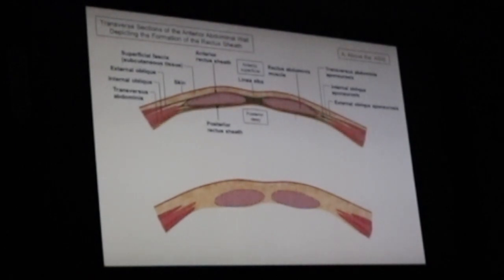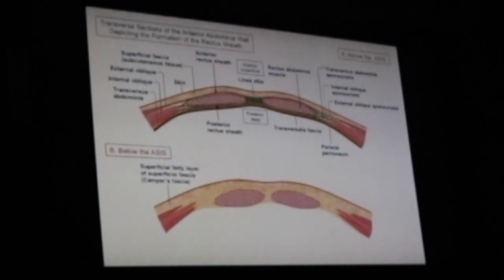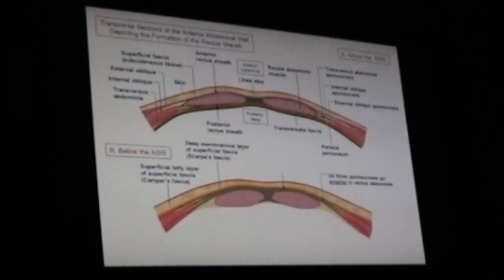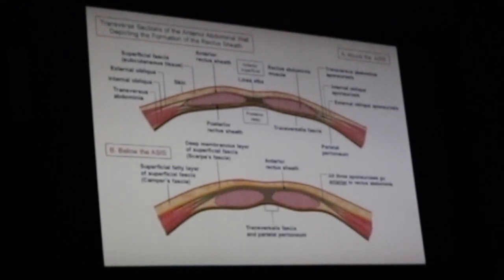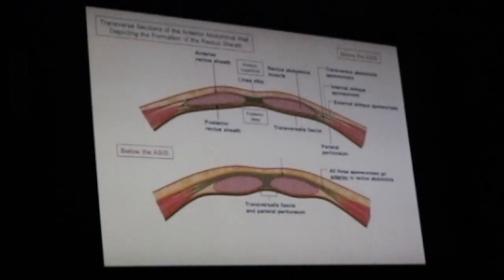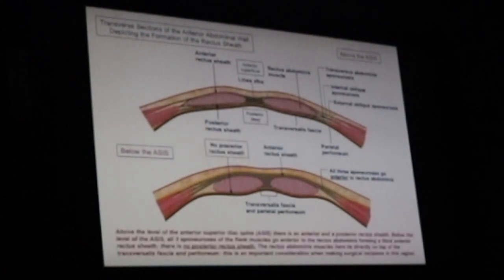And now let's go for the lower segment. Below the anterior superior iliac spine, we have the same arrangement, but what is happening now? See that membranous line. All of them going in front. So there is only anterior rectus sheath and there is no posterior rectus sheath. Is this clear? So we don't have posterior rectus sheath.